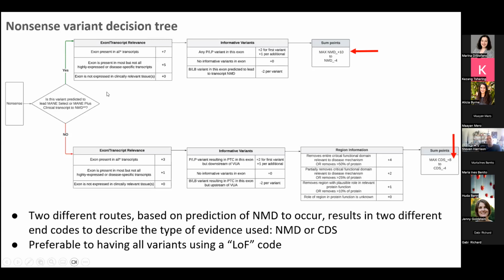If you're going down the NMD path, the code would be NMD for nonsense-mediated decay. Whereas if it's not undergoing NMD, we're using just CDS for coding sequence alteration and points here. And we feel like this was preferable to having a code called LOF because, what if it is a nonsense variant that isn't undergoing NMD and is right at the very end of the protein? To put a code that says loss of function on that variant when it really isn't having a loss of function impact didn't seem right. So that's why we decided to have the codes be more descriptive and about the type of evidence that you're looking at.